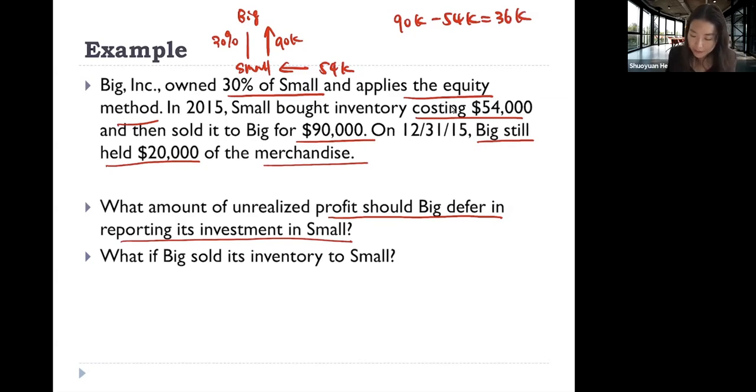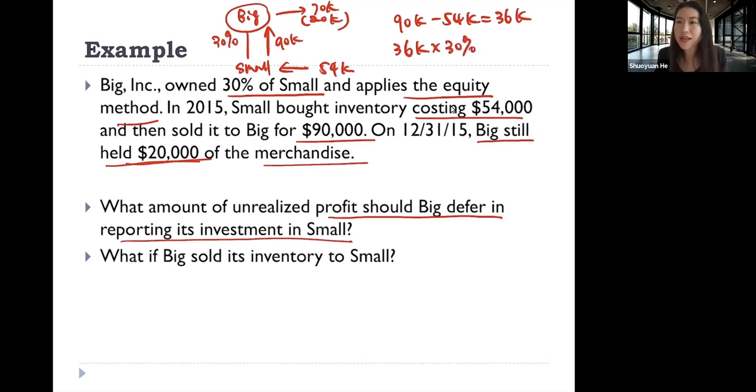And for Big, it is able to sell 70,000, but it still holds 20,000 of the inventory at the end of the financial reporting period. So how much profit should be deferred? And how do we calculate here? Small earned 36,000 from this sale. And when Big is using the equity method, Big can recognize part of Small's net income. So Big is recognizing 30% of that.